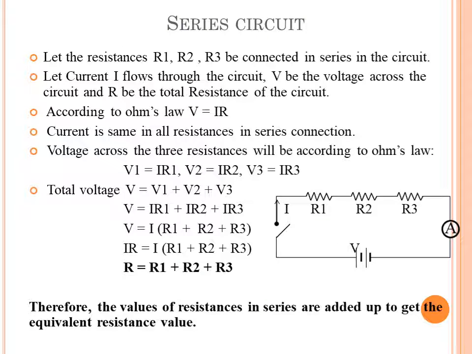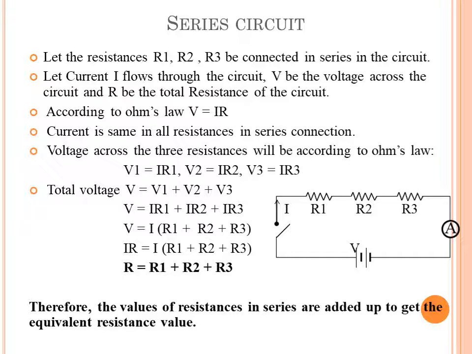The next one is series circuit. So series circuit we have made here. That is, for example, we have taken 3 resistors connected in series R1, R2, R3 with the battery of voltage V, and an ammeter is connected through which current can be calculated. So I current flows through the circuit. So let us assume total current is I in the circuit, total voltage is V, and total resistance is R.